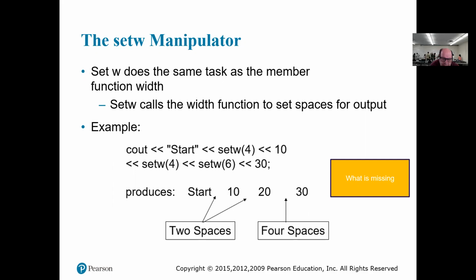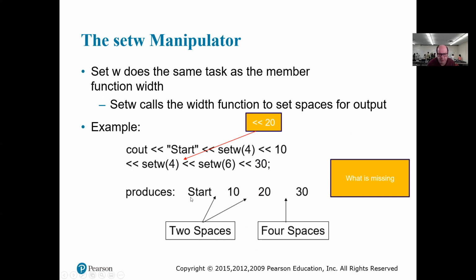Did you find it? There is something missing in this area to produce this. So we are missing 20 right there because we're going to be printing 20. So it's going to be a star, setw 4 10, setw 4 20, setw 6 30.